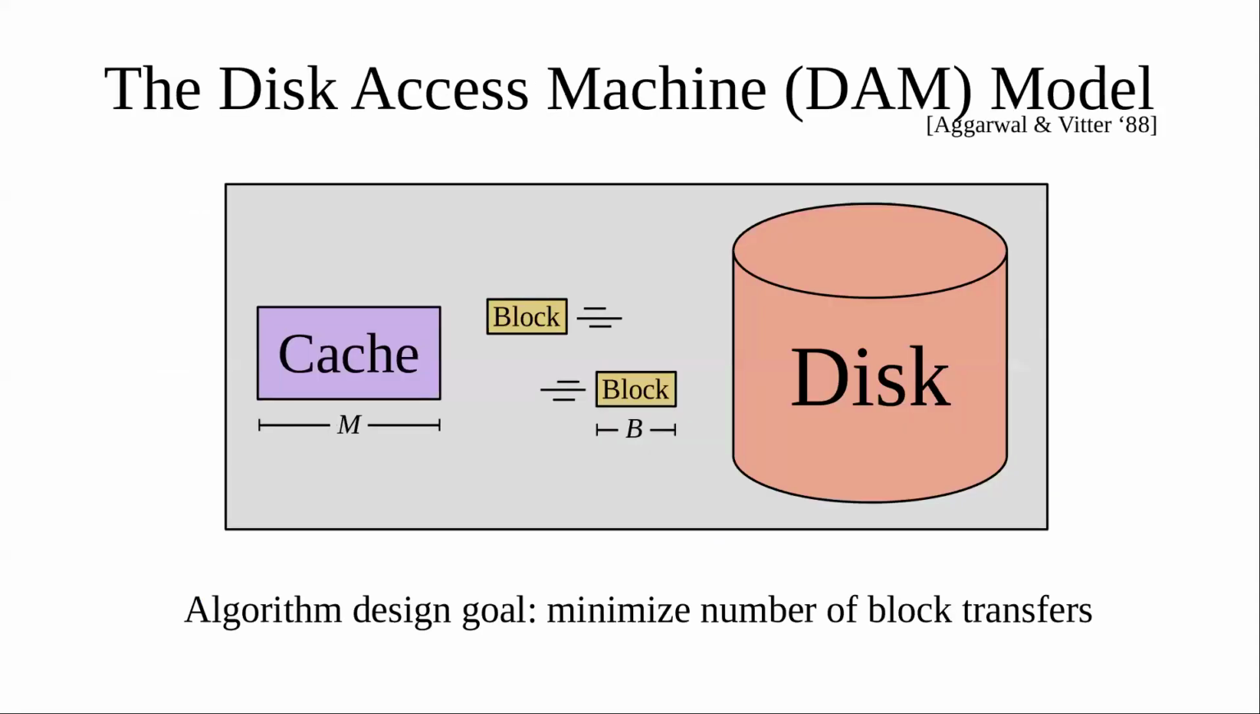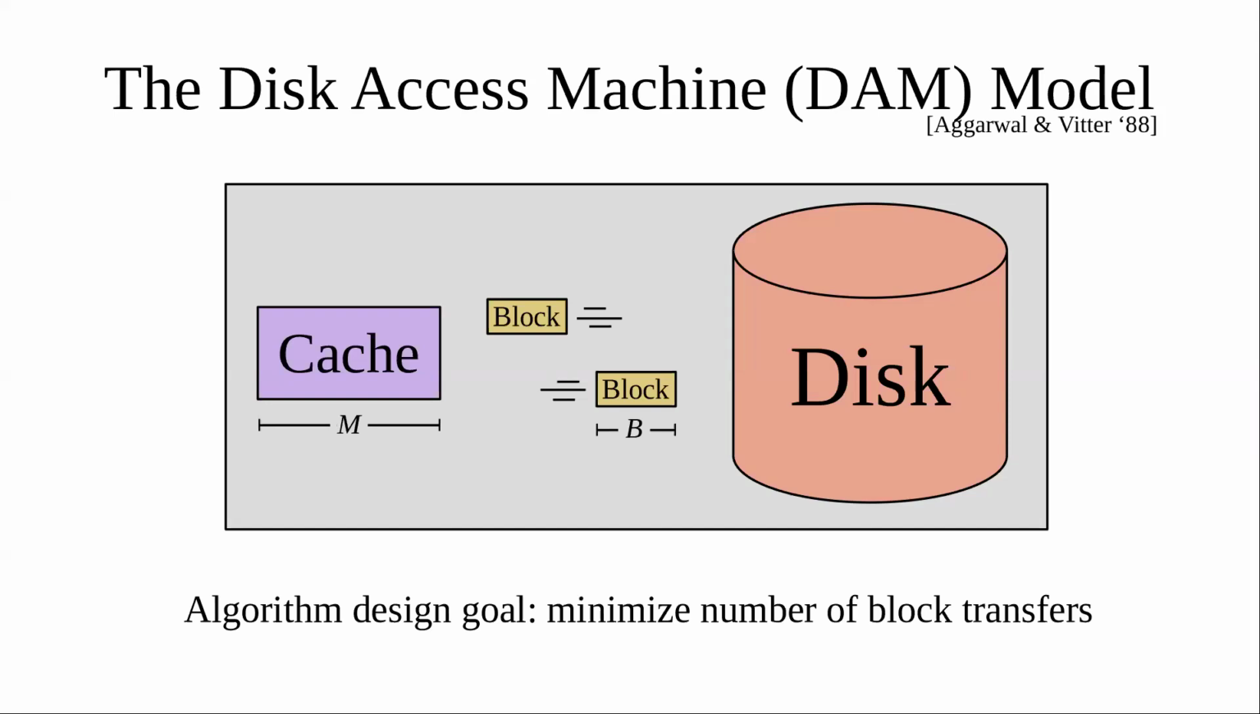I'm going to be analyzing dictionaries in the disk access machine model. Many people have seen this, but just to go over it very quickly, we're going to have a cache of size M words, and we'll have a disk, and you have to move data from disk into RAM to operate upon it. I'll use RAM or cache interchangeably. And you move data between disk and cache in blocks of size B words.